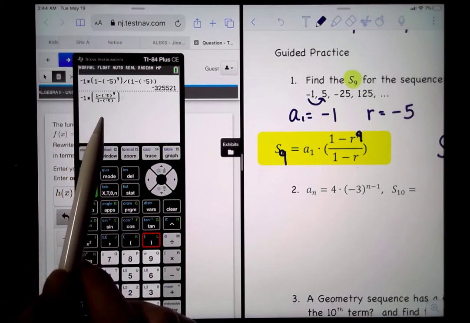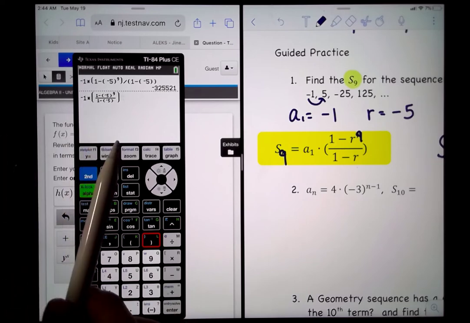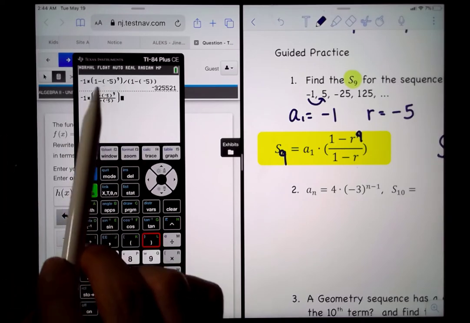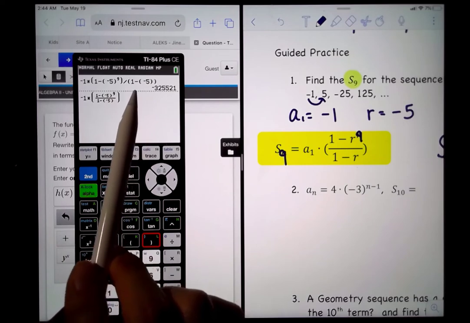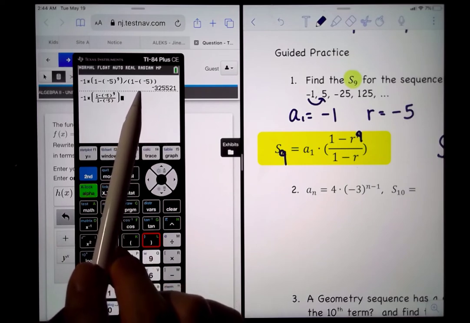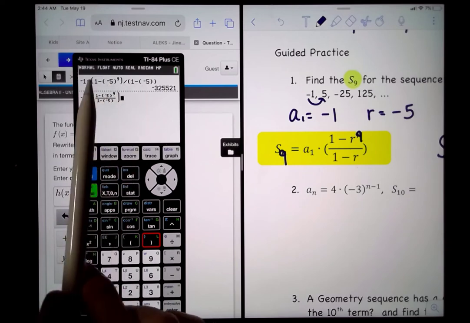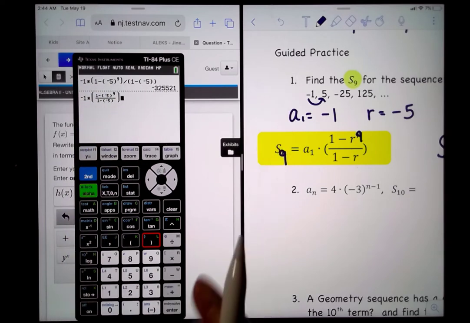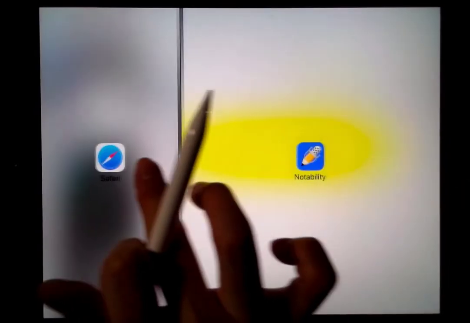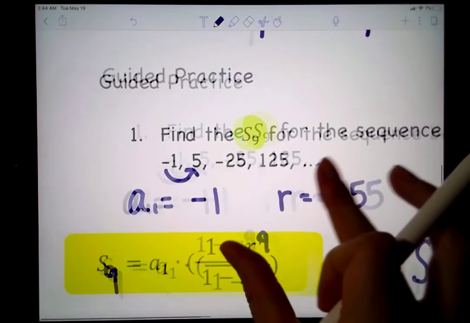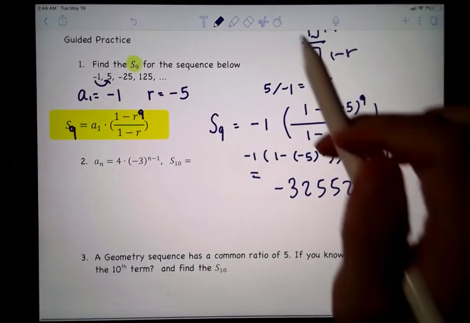But if you don't want to use fraction form, then you can use this. Or if you have a regular calculator, not a TI-84, use this. But don't forget your parentheses. Okay, don't forget your parentheses. See it? You get the same answer. Alright, so we did number 1.